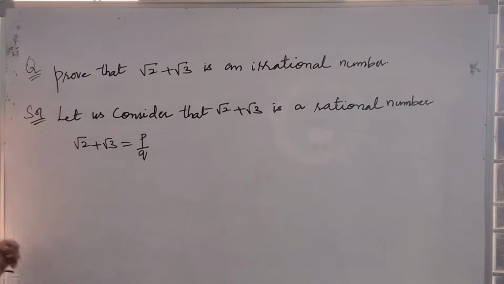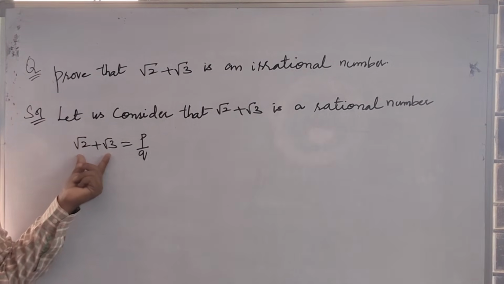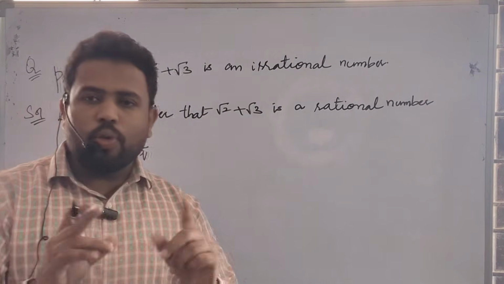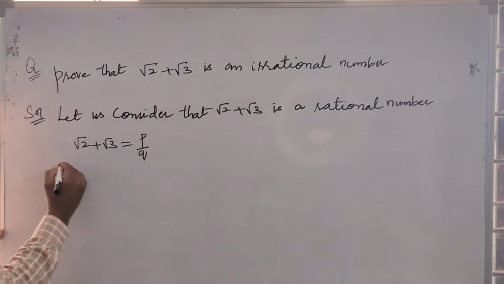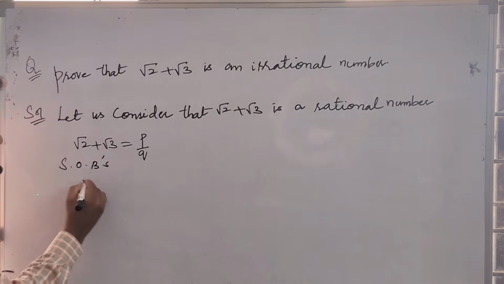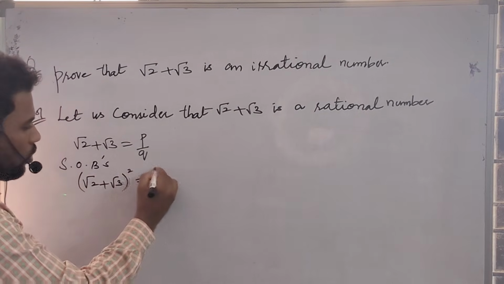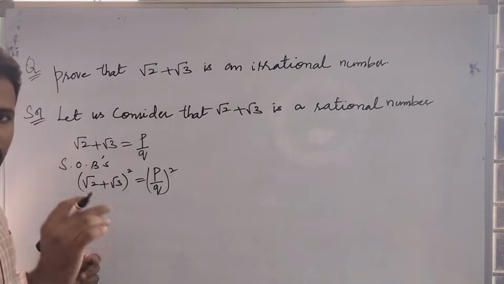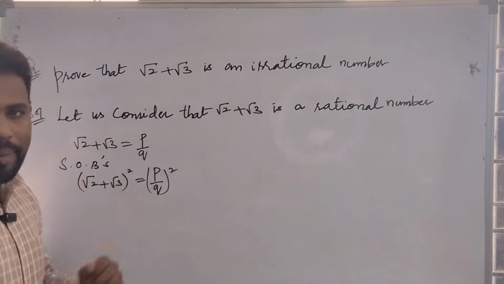If you look at the question, root 2 plus root 3, both numbers have a square root. In order to remove the square root, we have to apply squaring on both sides. So our next step is to apply square on both sides. Now, root 2 plus root 3 whole square equals p by q whole square. On the left and right we applied the squares.